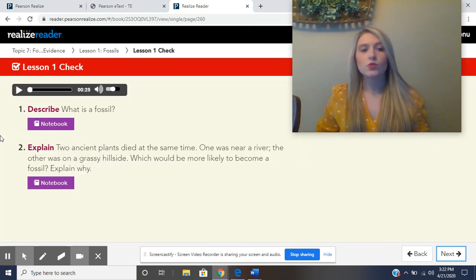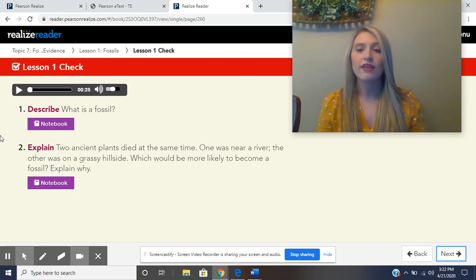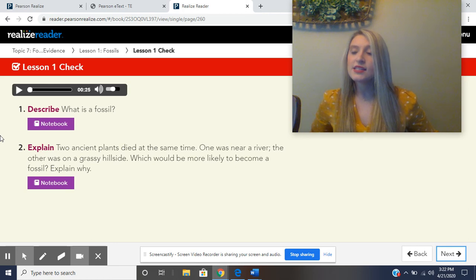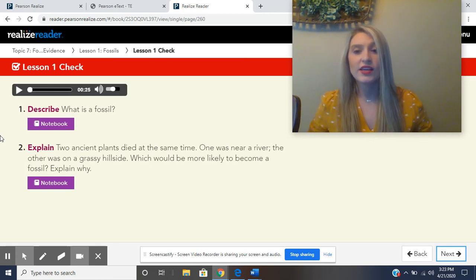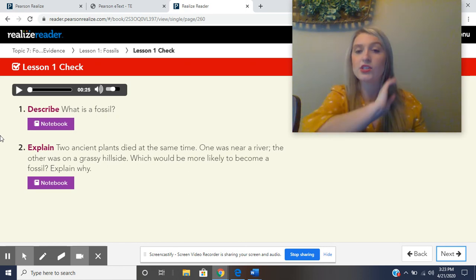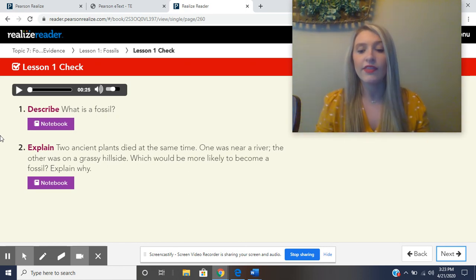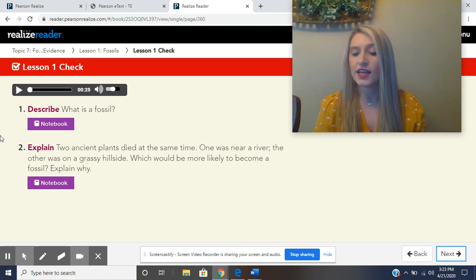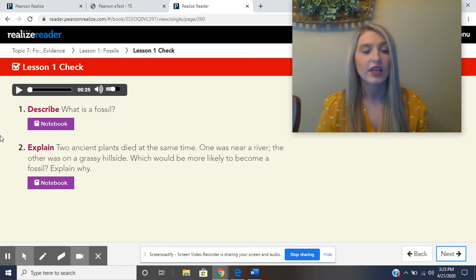So number 1 says, what is a fossil? We've talked all week about fossils, and we know that fossils can be body parts of animals or traces that animals left behind many, many years ago. If you want to write the exact definition that we've already talked about, you may do that also. And that was, fossils are the remains of living things or traces of living things that lived very long ago.